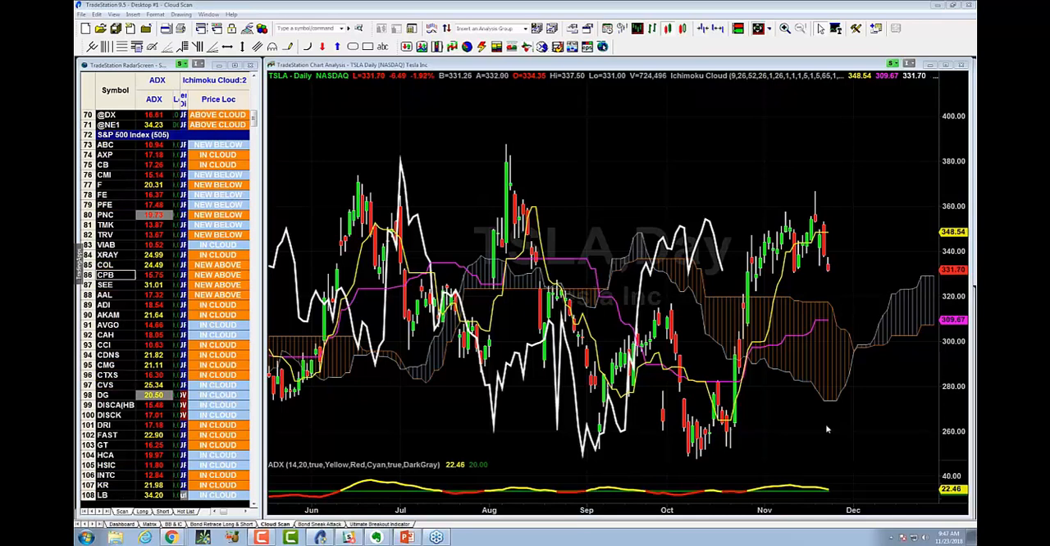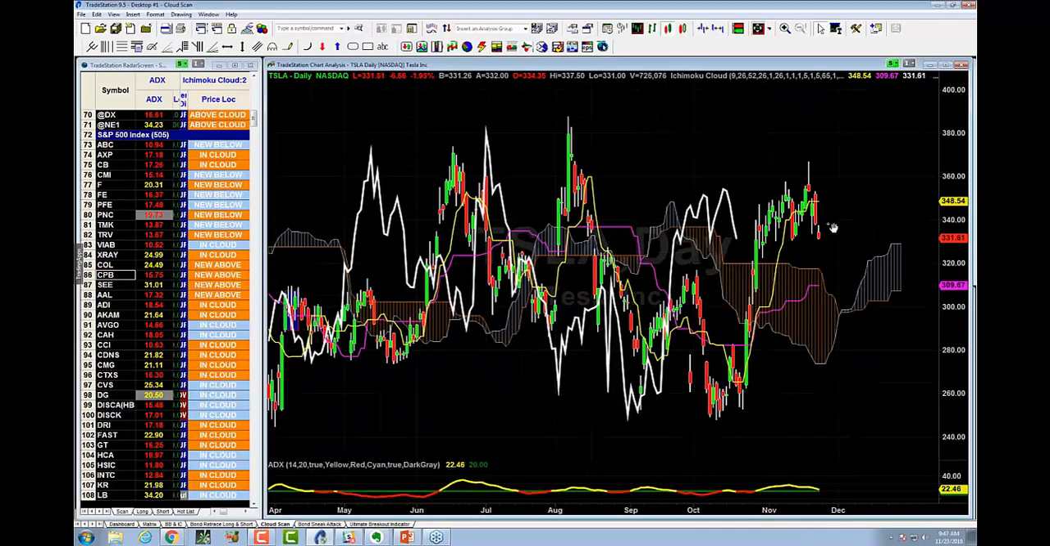So Tesla would be a long currently, but it's probably going to drop below the turning line. It's probably going to go back down here and visit the 309 of the standard line in the cloud.